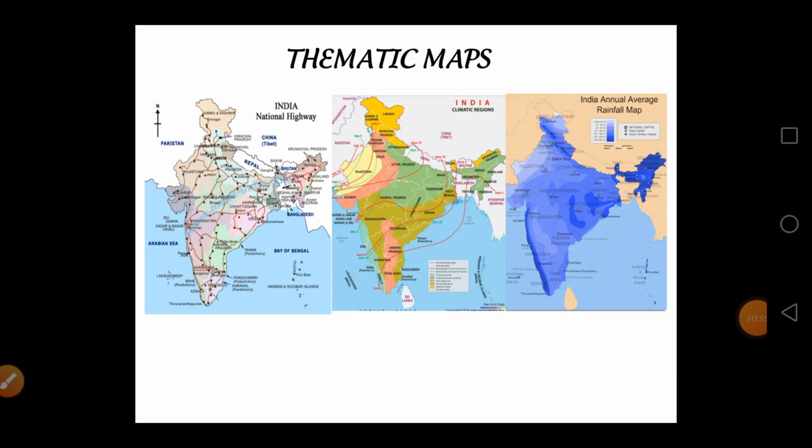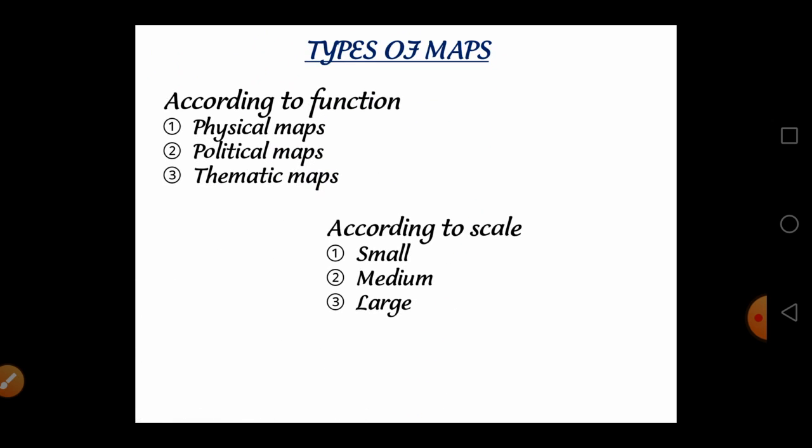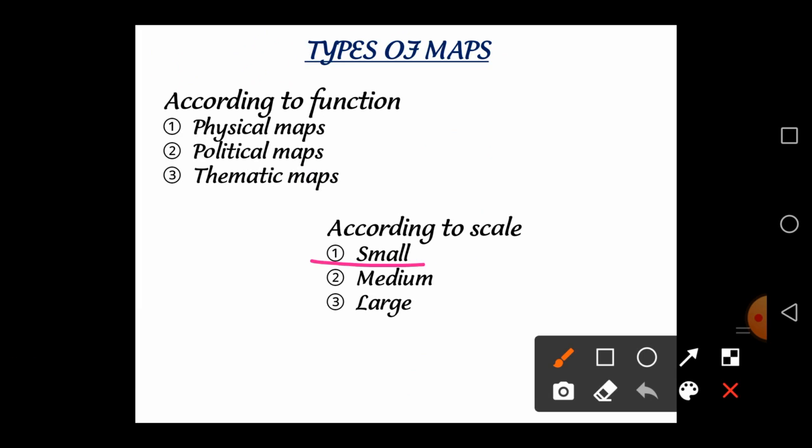According to the scale, there are three types of maps: small, medium, and large scale maps. But mostly we use small and large scale maps only. First of all, small scale maps show a very large area with less details. Examples of small scale maps are atlas and wall maps, which you use in classrooms, right.